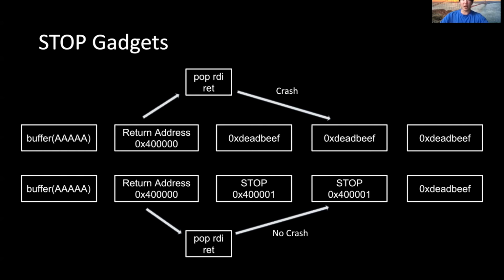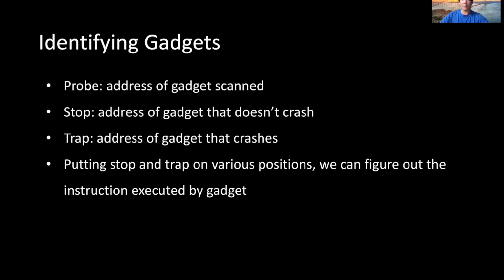Thus, we put the stop gadgets in the stack upon finding useful gadgets. The above cell will crash as it returns to the null address, while the bottom stack shows the implementation with stop gadgets. Upon returning to the stack, it will not crash, knowing we found a useful gadget. Now we know how to find useful gadgets.